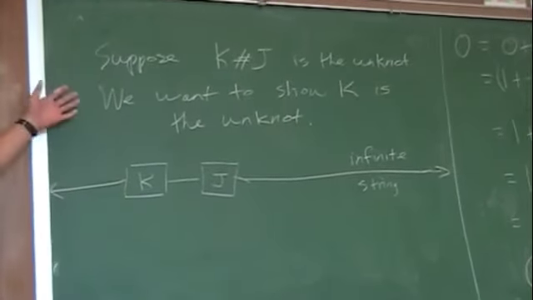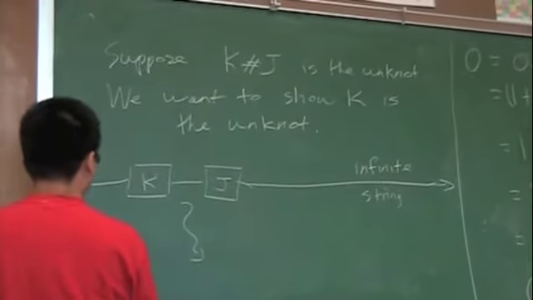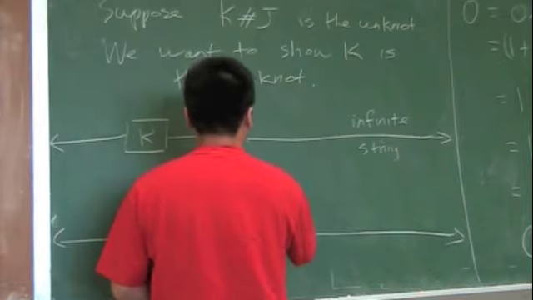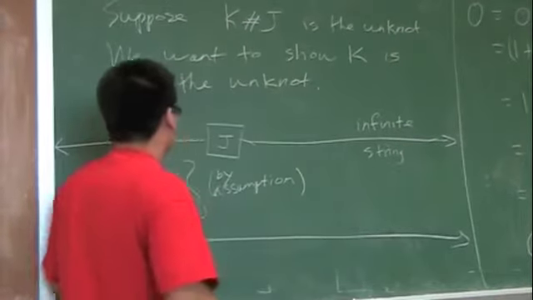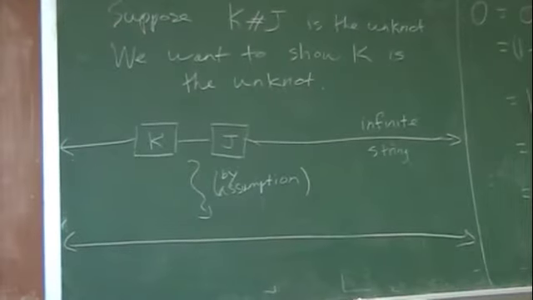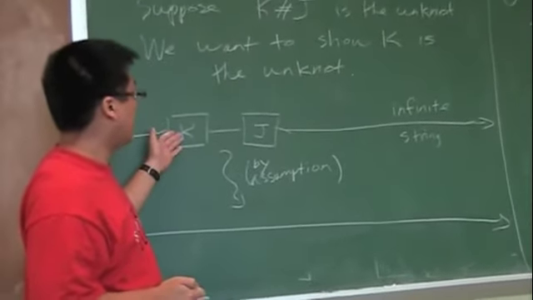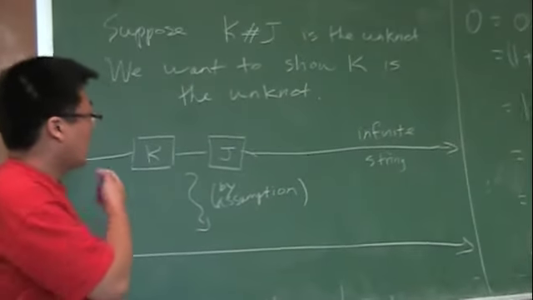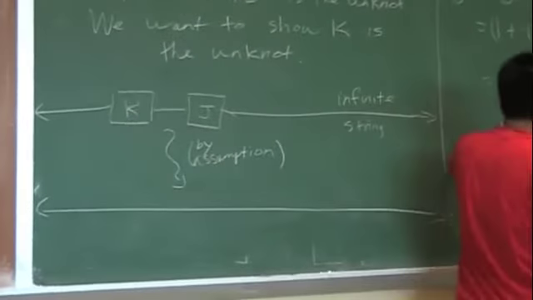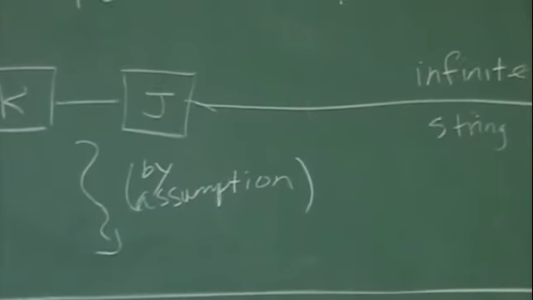The string sort of goes on like that. Our assumption that this is unknotted means that, by assumption, K and J somehow magically cancel out and give us this unknotted string here. And what we want to show is that this somehow implies K is unknotted. Well, let's try to mimic that proof. We have to put infinitely many things along the string here.